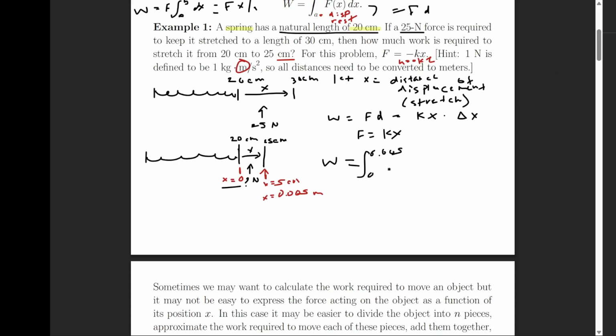And then the function f in this case is kx dx. Now we have to figure out what k is, because k equals the spring constant.